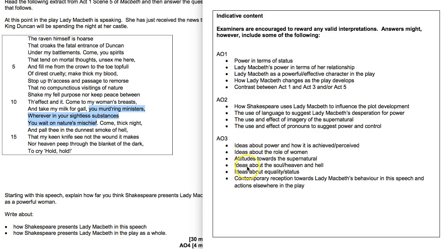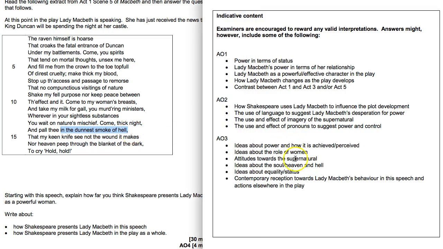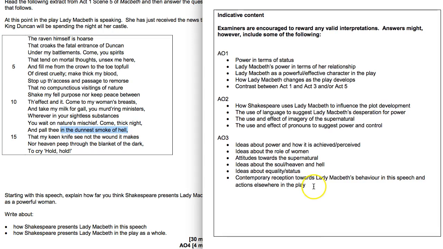If I want to discuss ideas about the soul and heaven and hell, well, I already have, haven't I? I've said that once Lady Macbeth realizes what she's done to her soul and it's actually going to go to hell, this is what drives her to madness and eventually to her own suicide. At least that's part of the reason that she does so. Ideas about equality and status I've already mentioned, with Lady Macbeth wanting to be superior to Duncan, and we've already related that to the patriarchal society. Then we've got the contemporary reception towards Lady Macbeth's behaviour in this speech and actions elsewhere in the play. So I haven't mentioned that.